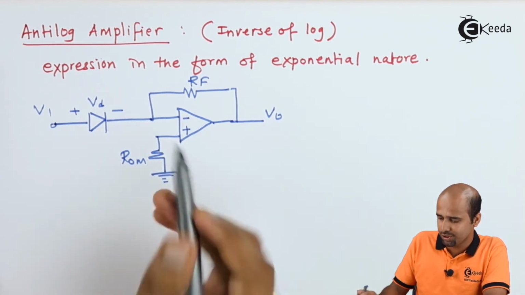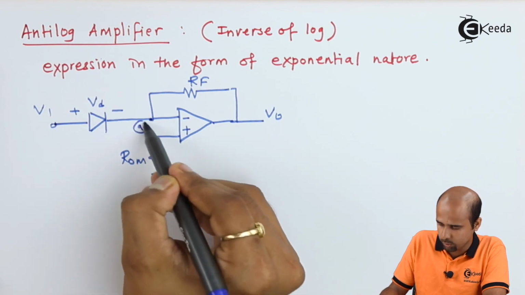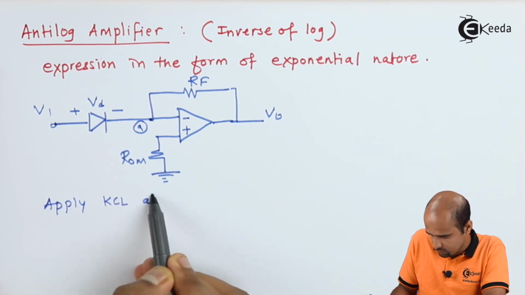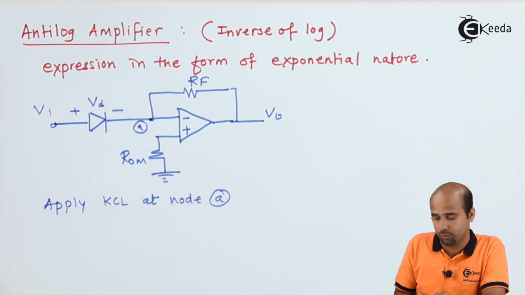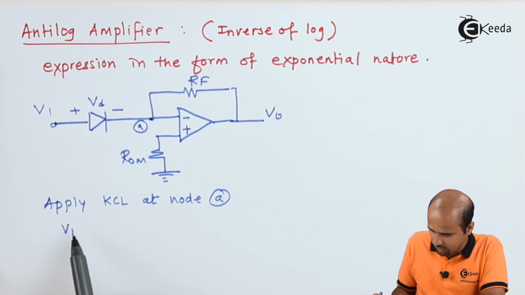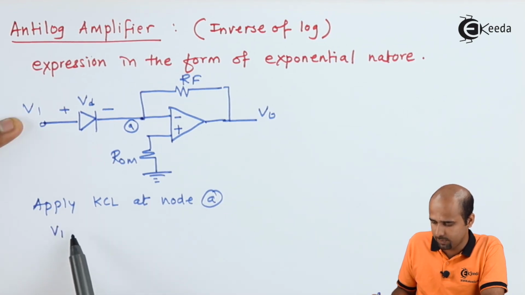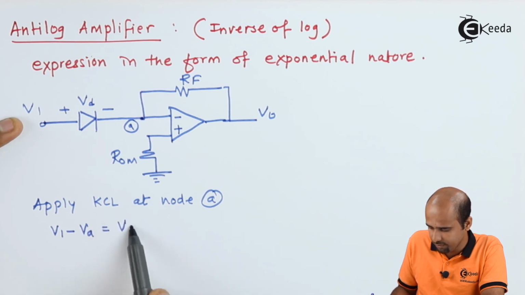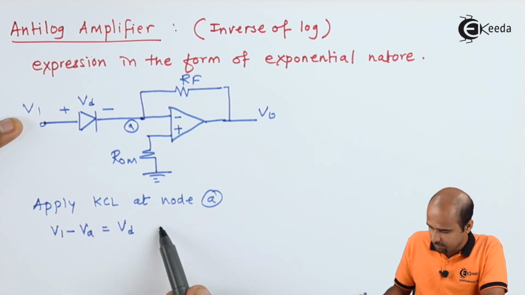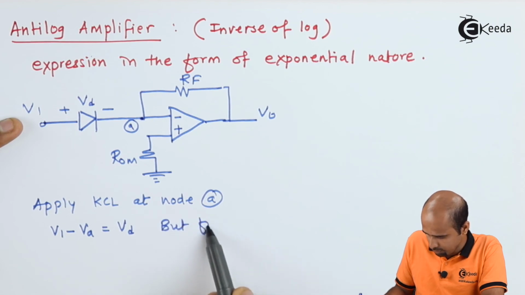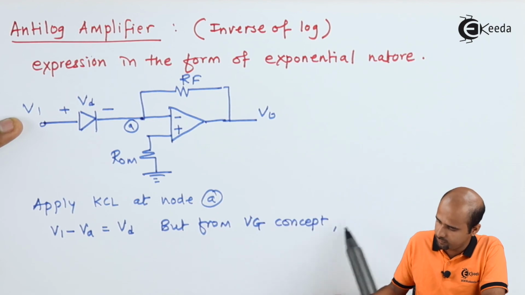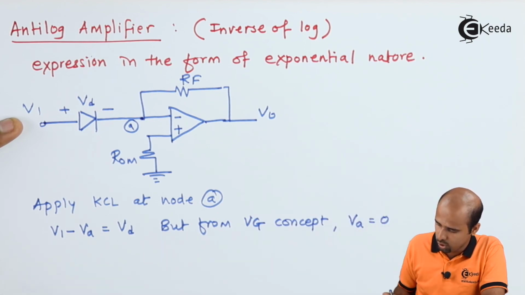Now we'll just apply KCL over here. If you apply KCL at node A, you will be getting V1 here. I will be getting V1 minus VA is equal to VD, right? But from the virtual ground concept, we are getting VA is equal to 0. So your VD will become V1 only.